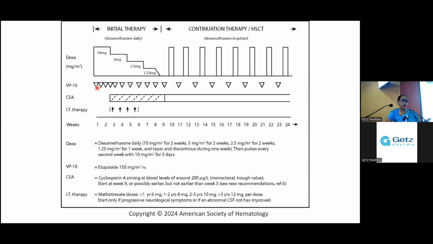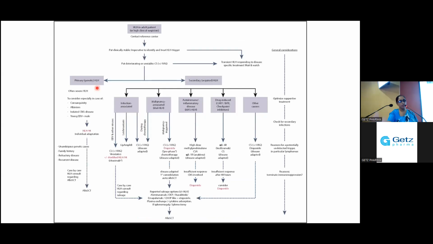So this is one of the very useful regimes. I told you that they revised this in 2016, and this is what they came up with as the plan for adult patients. I'm sorry about this slide, it is a bit crowded, but what it says is you separate out primary HLH and go for bone marrow transplant. Then there are so many secondary varieties: infections, malignancies, autoimmune inflammatory, that is MAS-HLH as they call it, and drug-induced and other causes.